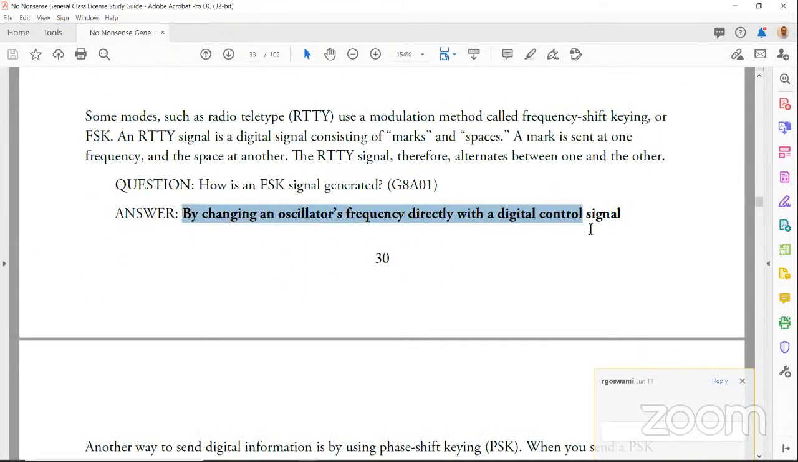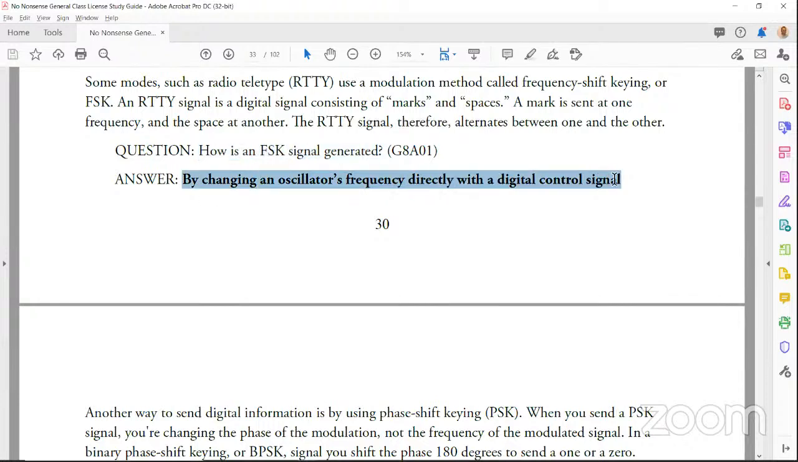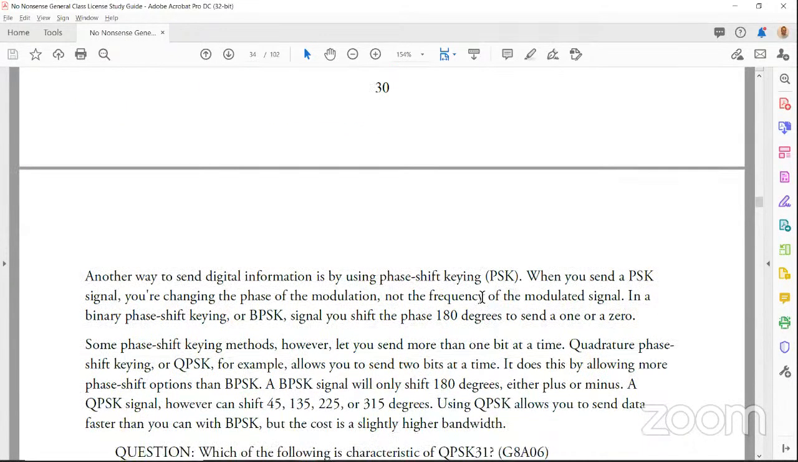Moving right along. Next question in the question pool. How is an FSK signal generated? So let's dissect this question a little bit. FSK, frequency shift keying. Notice sometimes in the question, they will abbreviate and not give you the full meaning, so you're not fazed by that because you know FSK is frequency shift keying. But they want to know how it's generated. So remember we said that for frequency shift keying, we use a digital signal to control the oscillator's frequency. Well, that's the answer. An FSK signal is generated by changing an oscillator's frequency directly with a digital control signal. That's how an FSK signal is produced.